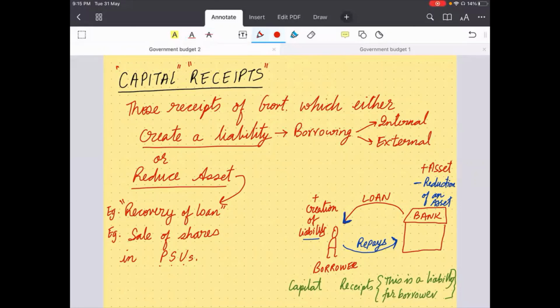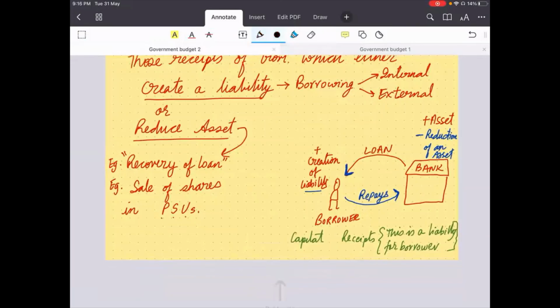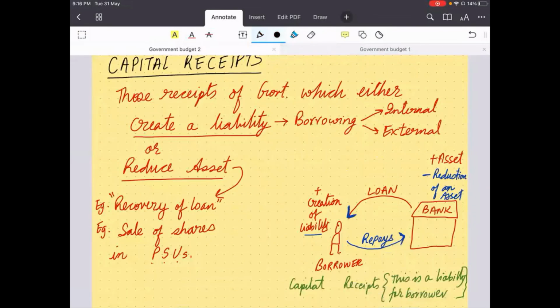Next, we move on to capital expenditure.